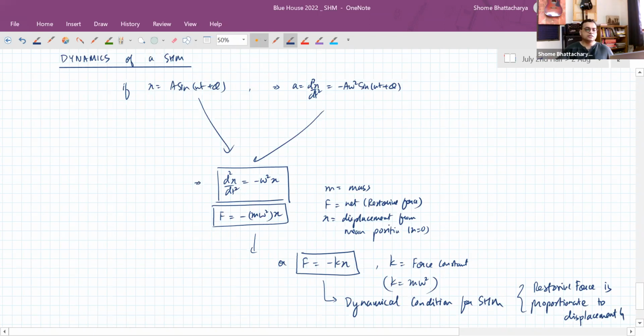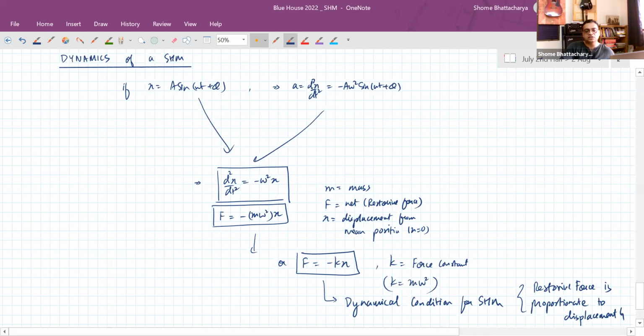Any system that shows this property, whether the force comes from the elastic force of a spring, or from some electrostatic force, some gravitational force, or some combination of external forces, whatever the cause, if it satisfies this condition, that it's a one-dimensional system where x equal to 0 is a stable equilibrium position, so the net force is 0 at x equal to 0, and the moment you displace it from 0, it gives you a force that is proportional to x but opposite in direction.